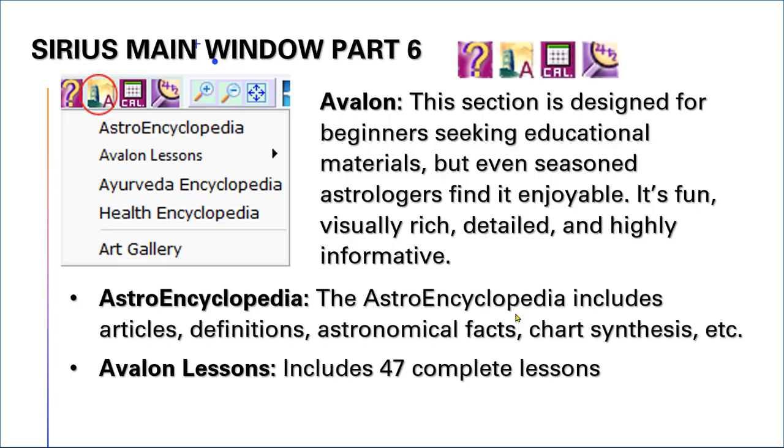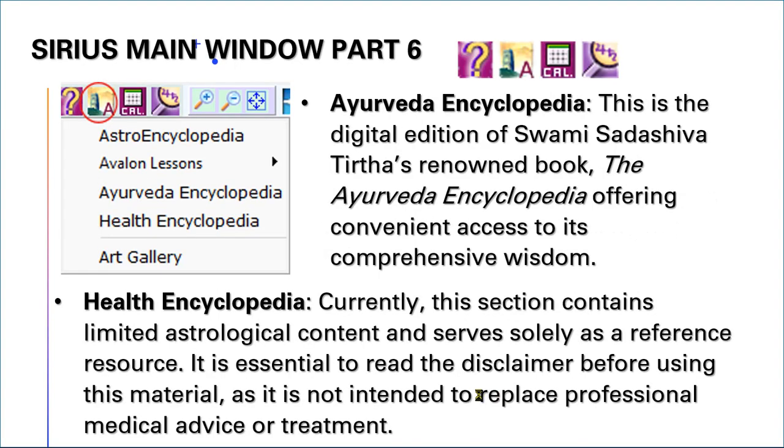The Astro Encyclopedia includes articles, definitions, astronomical facts, charts, synthesis, and everything. It includes the Avalon lessons, which include 47 complete lessons. Okay, now there's also an Ayurveda Encyclopedia. This is donated by Swami Sadashiva Tirtha.